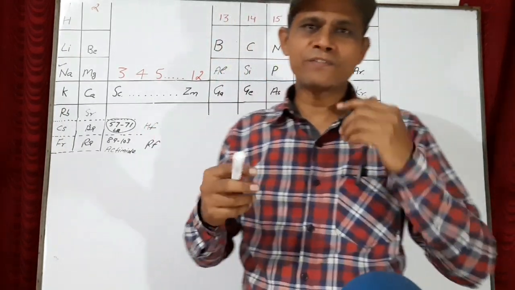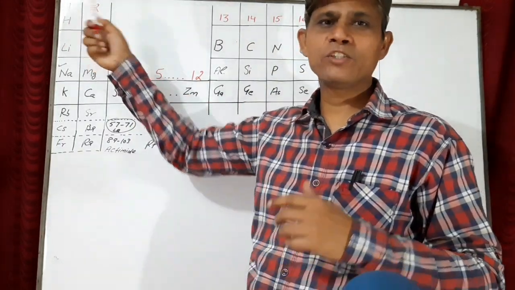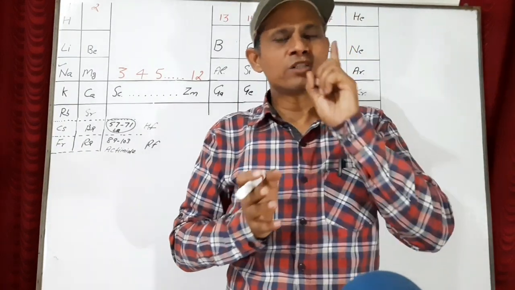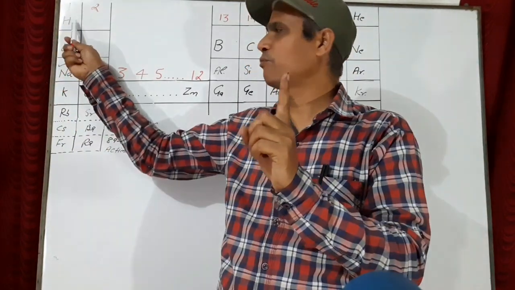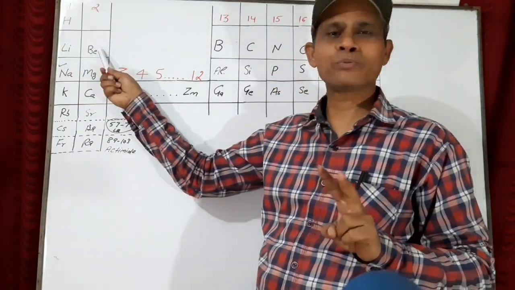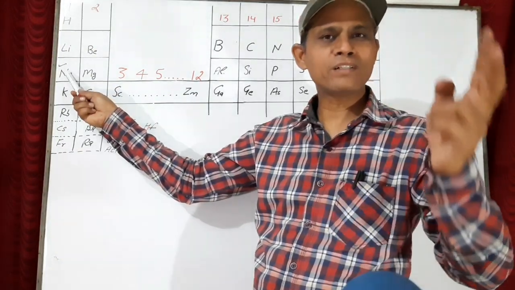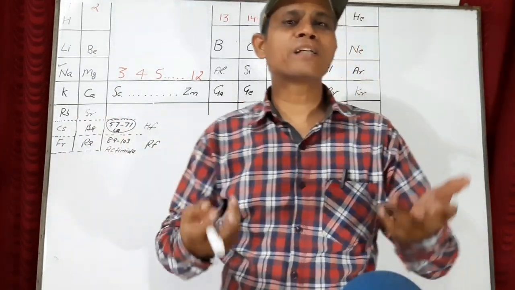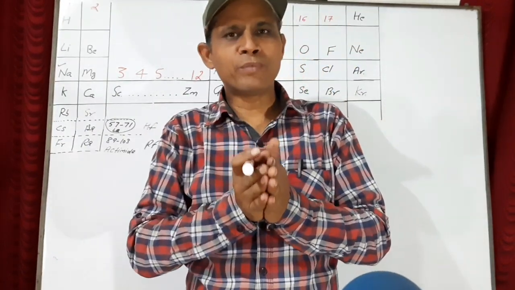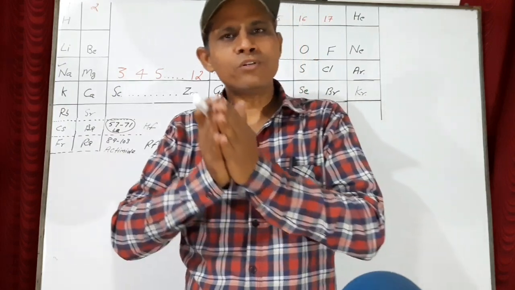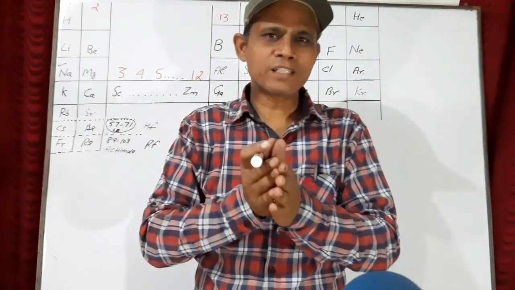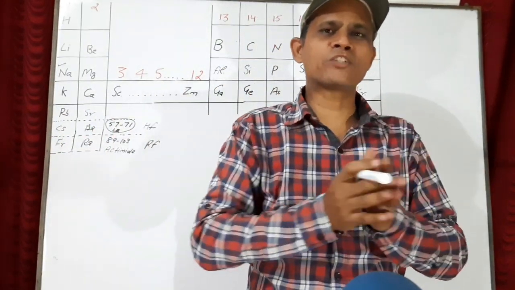For example, if you are having the first period, that means you are having only one shell. Electrons are arranged in the single shell only, then period number 1. If 2 shells are there, that is period number 2. 3 shells, period number 3. 4 shells, period number 4. So depending upon the number of shells, the number of the period is also decided. If 1 shell is there, period number 1. 2 shells are there, period number 2 and so on.